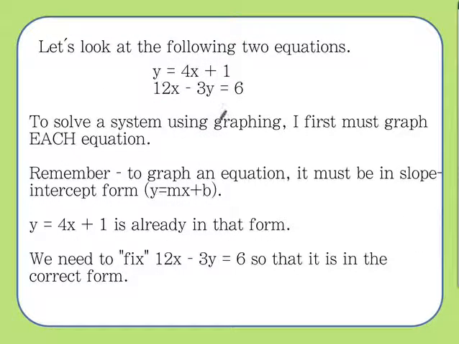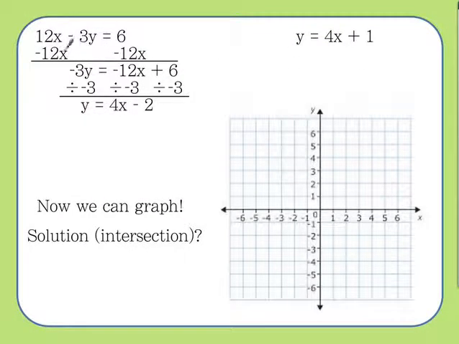Again, I have to first make sure that they're both in slope-intercept form. This one's okay. This one, however, is not solved for y, so that's what I need to do first. I'm going to get the y by itself, so I need to subtract 12x from both sides. I now have -3y is -12x plus 6. Divide everything by -3. So I end up with y is positive 4x, negative divided by negative is a positive, and then minus 2.